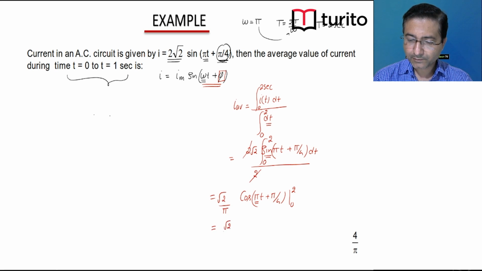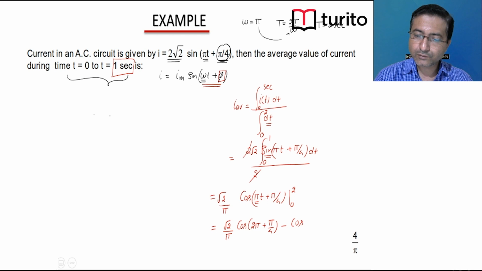So if I write cos upper limit, cos 2 pi plus pi by 4, minus lower limit, if I write. 0 to 1 second we need to find out. So here I'll add 1 second. Look at this one. So this is 1, not 2. So upper limit is 1. So when I write 1 second here, I'll get pi only.